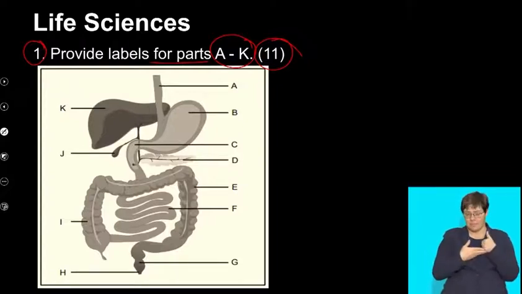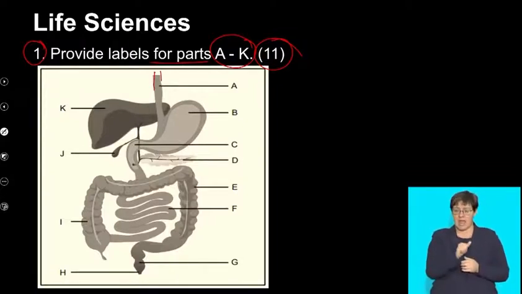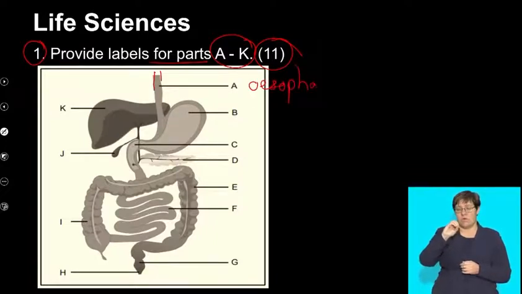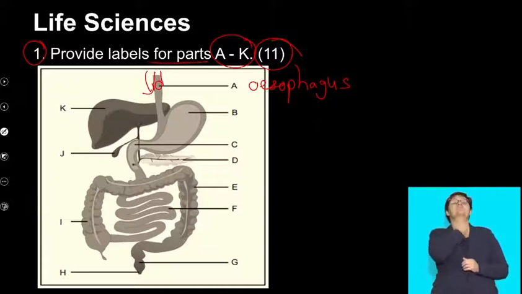So A points to this tube that connects to the stomach, and that's the tube that we refer to as the esophagus. And guys, remember that this is where the bolus, which is that ball of food, moves down through a process called peristalsis.